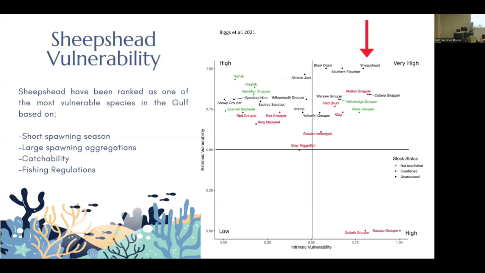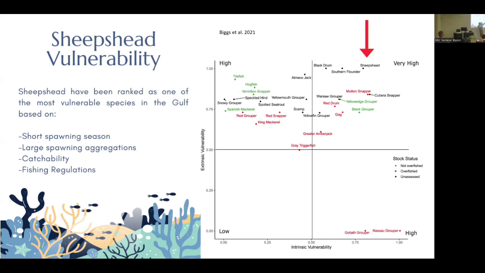And so to pick out a couple examples, you'll notice Goliath grouper and Nassau grouper down here at the bottom. We know that they form spawning aggregations, and so intrinsic vulnerability is really high. However, they're very protected throughout a lot of their range. In a lot of places, you can't harvest any of them. So that's why extrinsic vulnerability is so low. There's essentially no fishing pressure.